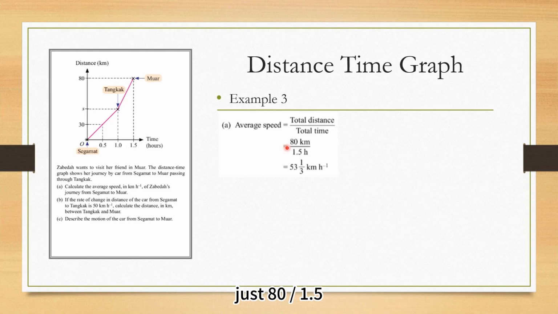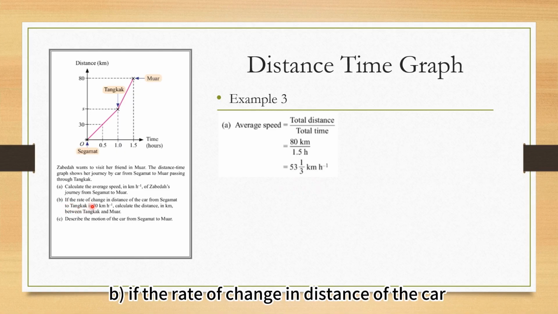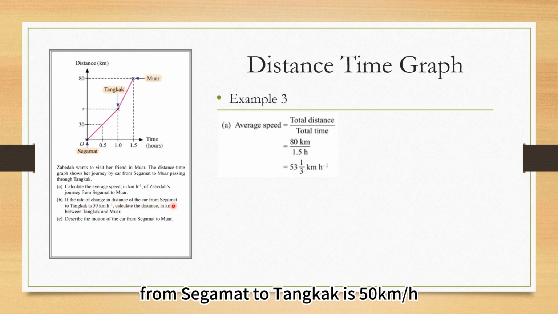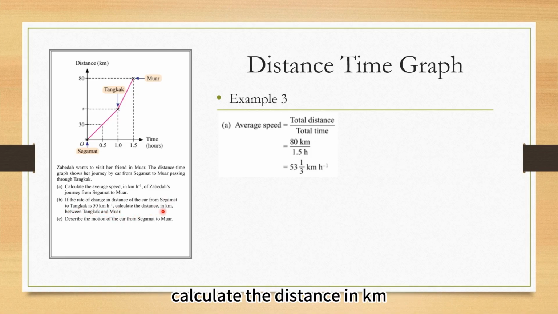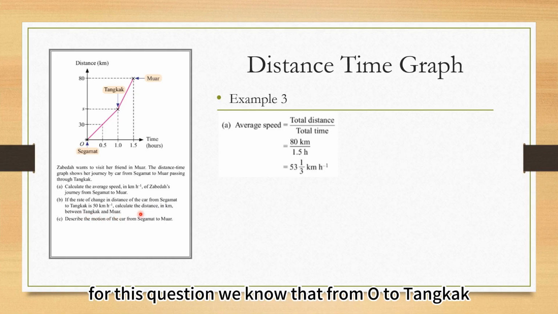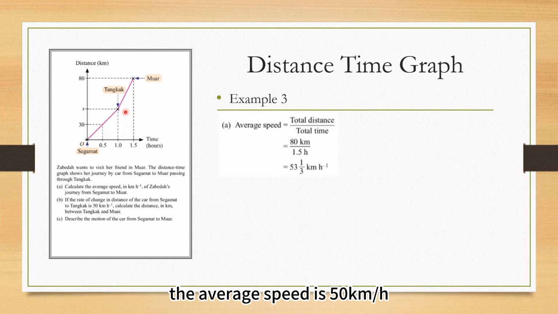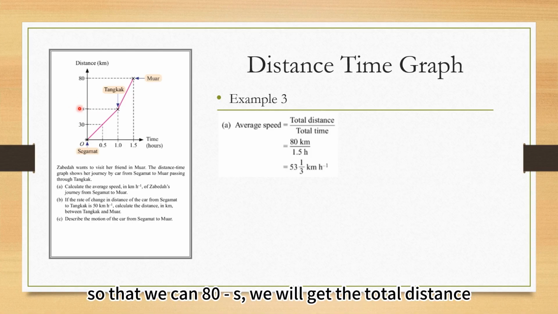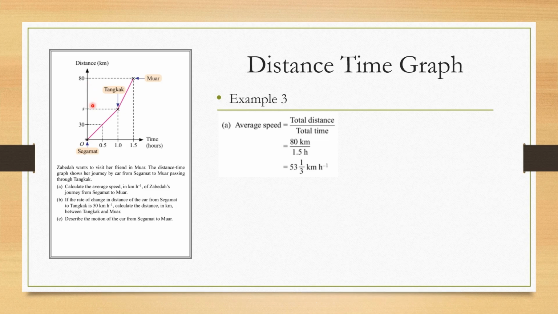Just 80 divided by 1.5, we get 53 1/3. B. If the rate of change in distance of the car from Segamat to Tangkak is 50 km per hour, calculate the distance in km between Tangkak and Muar. For this question, we know that from O to Tangkak, the average speed is 50 km per hour. So we need to find out the S so that we can do 80 minus S, and we will get the total distance between Tangkak and Muar.